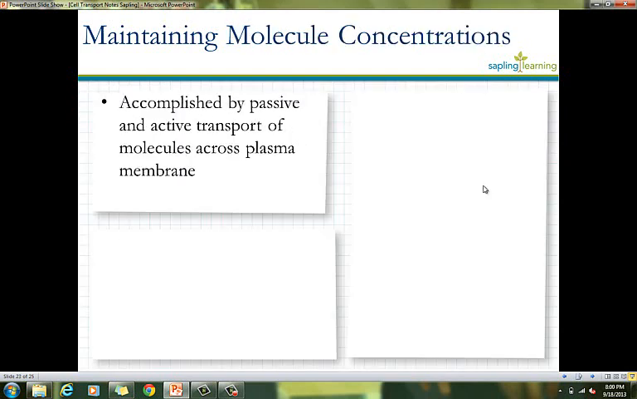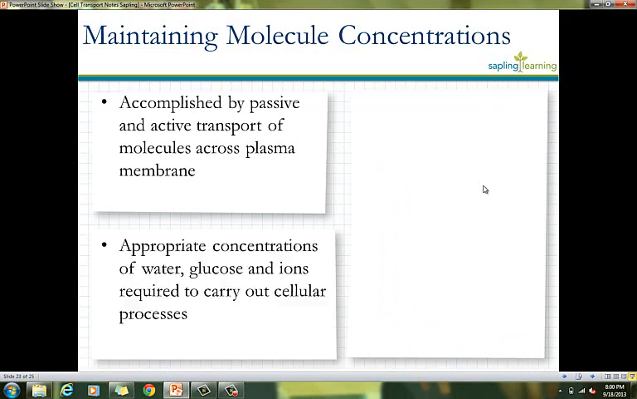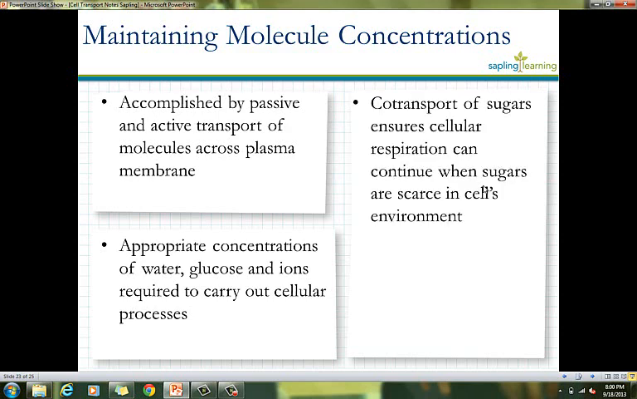Passive and active transport of needed molecules across the plasma membrane allows the cell to maintain appropriate concentrations of these molecules. Molecules that are especially important for carrying out cellular processes are water, glucose, and certain ions. The co-transport of sugars is an example of how transport across the plasma membrane helps maintain homeostasis. Remember that symport of sodium and sugars allows sugars to enter the cell against their concentration gradient. This process ensures that the cell has an adequate supply of sugars to carry out the essential processes of cellular respiration, regardless of the concentration of sugars in the environment.